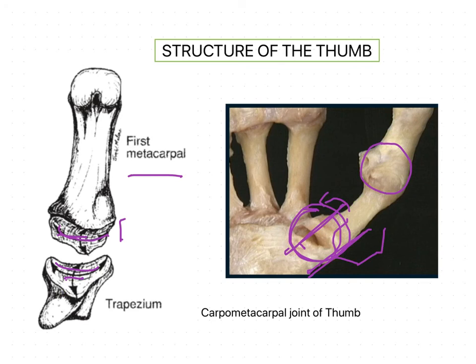So this is all about the structure of the carpometacarpal joint of the thumb. In the next session we are going to discuss the MCP and IP joints of the thumb, as well as the extrinsic and intrinsic musculature of the thumb.